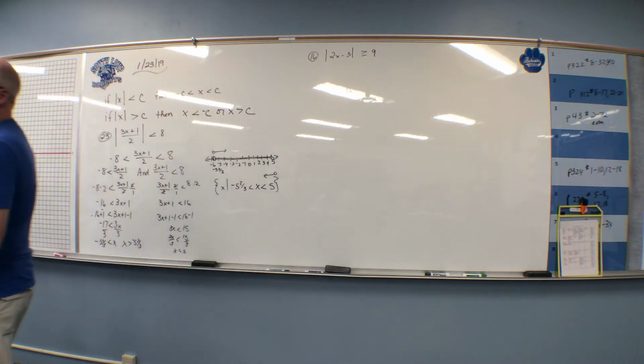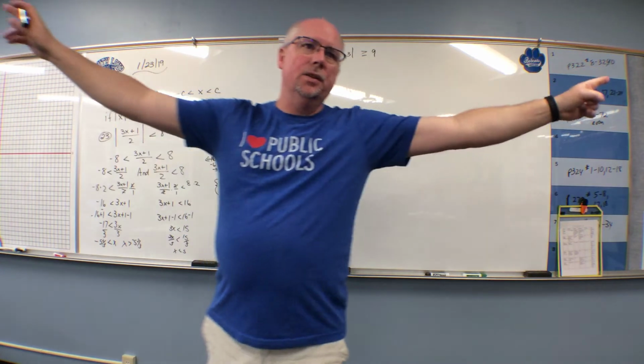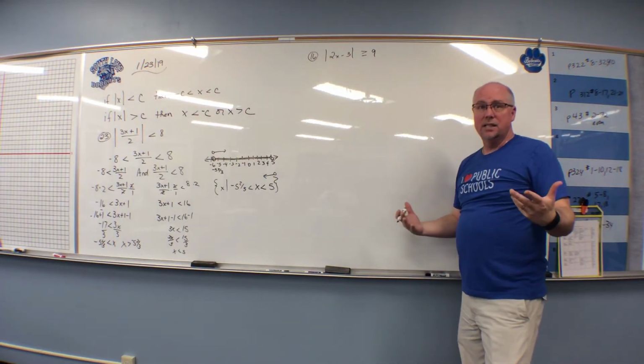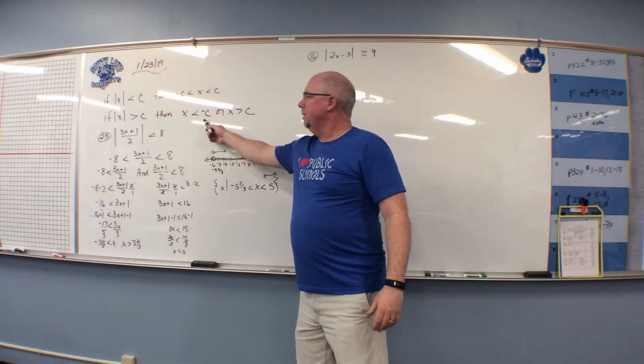How do I know? Because my distance is greater than 9. So I'm outside of 9 going opposite ways. Correct? All right. You understand that. That's what we mean by distance. So I got an or. And so I'm going to use this statement right here.